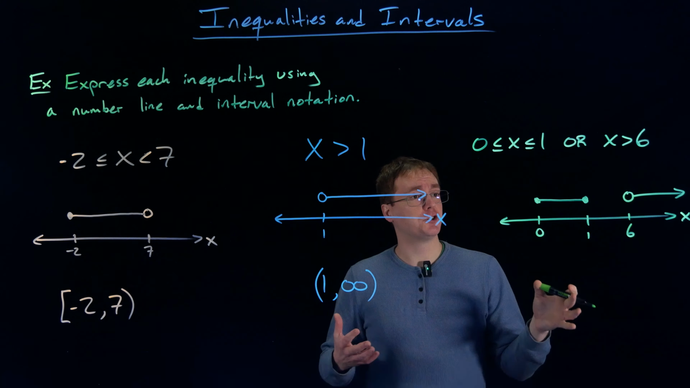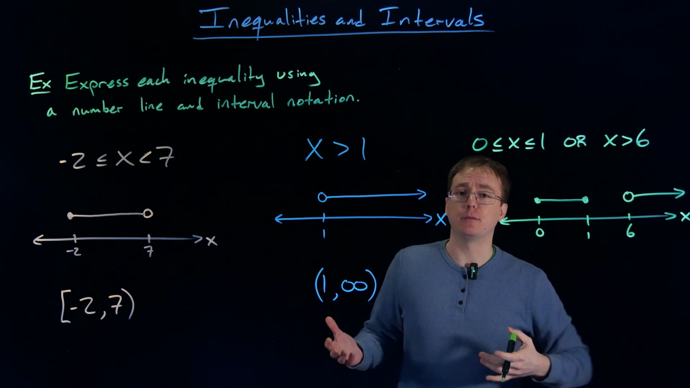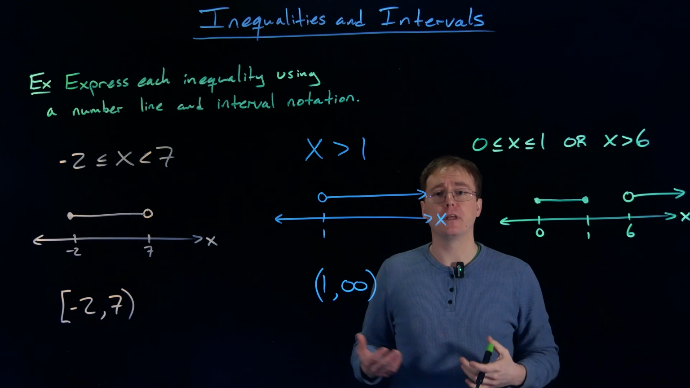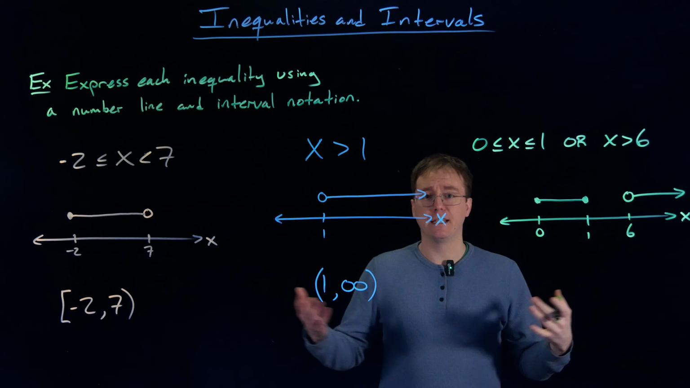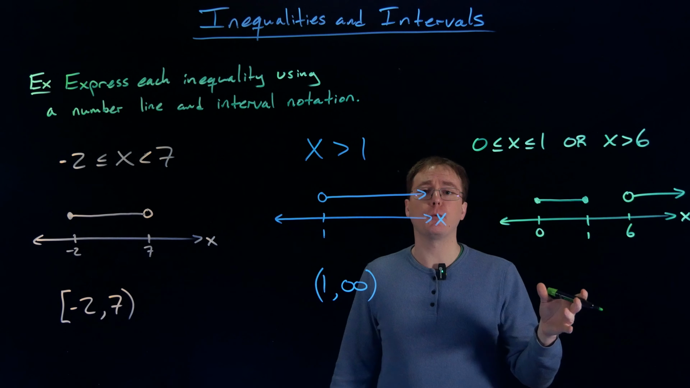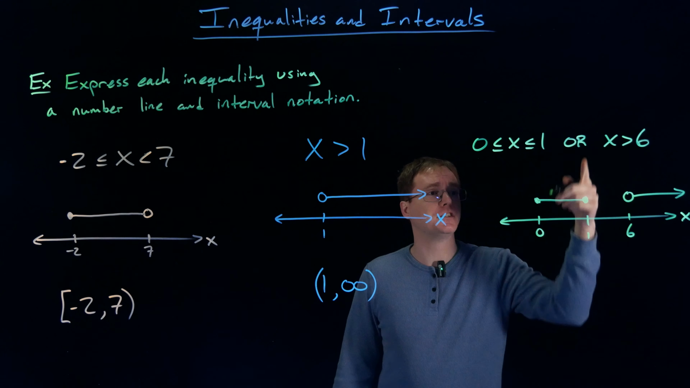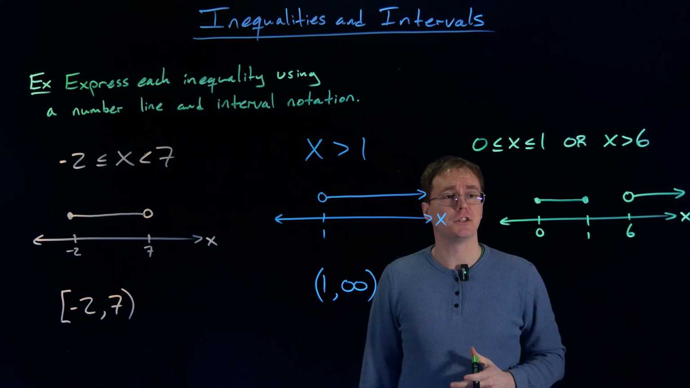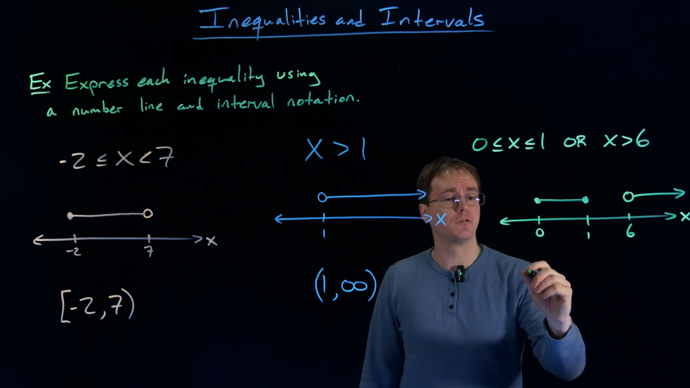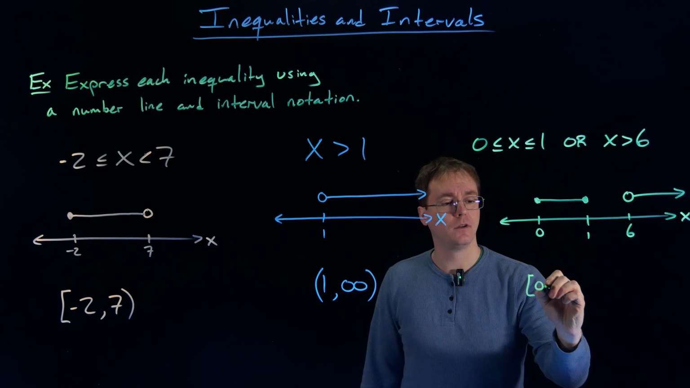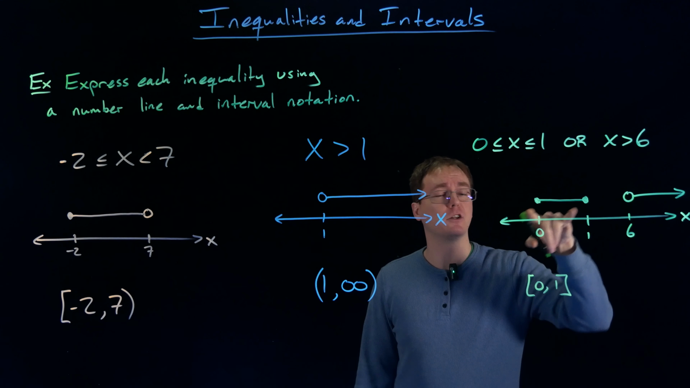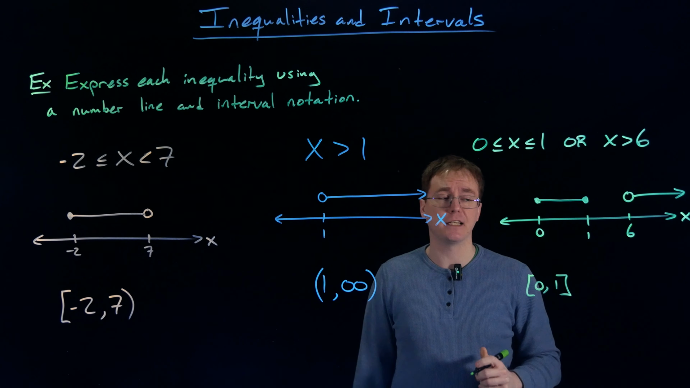Okay, so now we see this situation is a little bit different than the examples we've seen before, in that we have more than one interval involved in our solution set or in our description. And so we're going to have to use multiple intervals and join them together when we use our interval notation to describe these inequalities or these visualizations from the number line. And so our first interval is this closed interval from 0 to 1, right? We include both endpoints, so we use square brackets to indicate that.